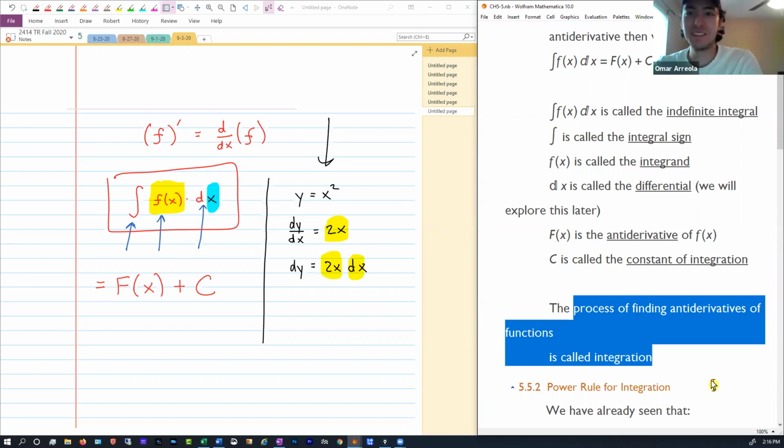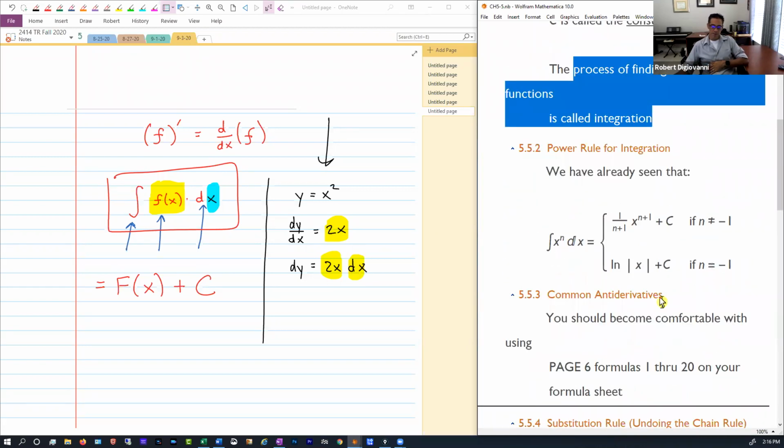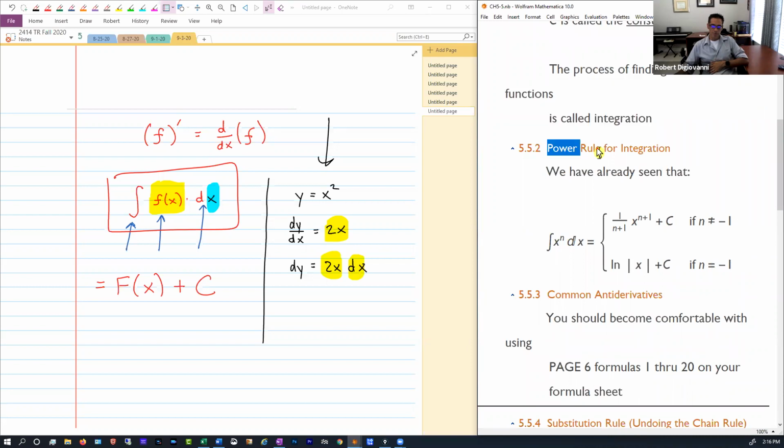Okay, so that's just notation. And now with that notation, we can see this power rule that we've already learned written with this new notation. So what is the integral of x to the n with respect to x? It is equal to 1 over n plus 1, x to the n plus 1, plus a constant of integration, so long as n is not equal to -1. And it's the natural log of the absolute value of x plus a constant of integration if n is equal to -1. So this is just a slightly different notation.